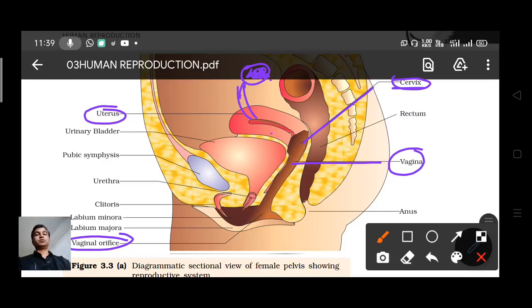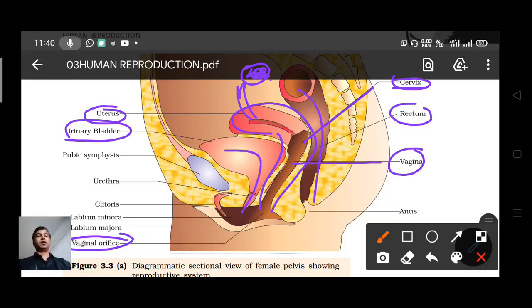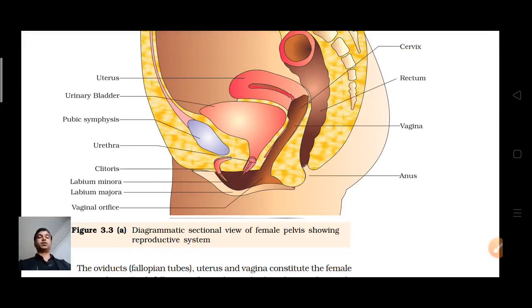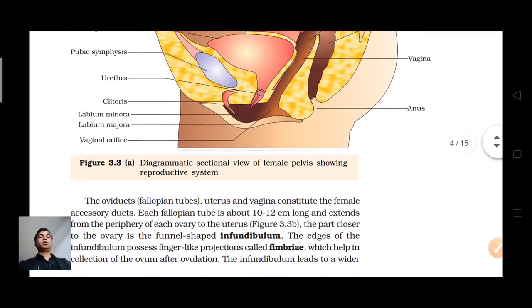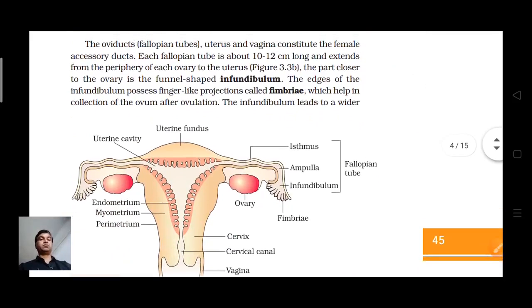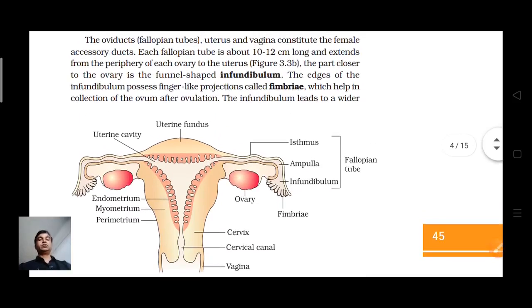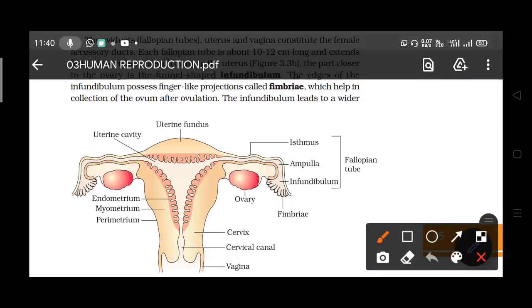So this female reproductive system is present between the urinary bladder and rectum. This is a digestive tract and it is an excretory part. In between them, the female reproductive system is present. Clear? The description of this figure is given again. We'll see this figure later on. This is a diagrammatic sectional view of the female pelvis showing the reproductive system. Only the uterus, cervix and vagina are shown here. The ovary is not shown. Now come to the oviduct. This is a figure which is mostly asked in the examination. This is a diagrammatic sectional view of the female reproductive system in which most of the parts are labeled. So the ovary part we covered.